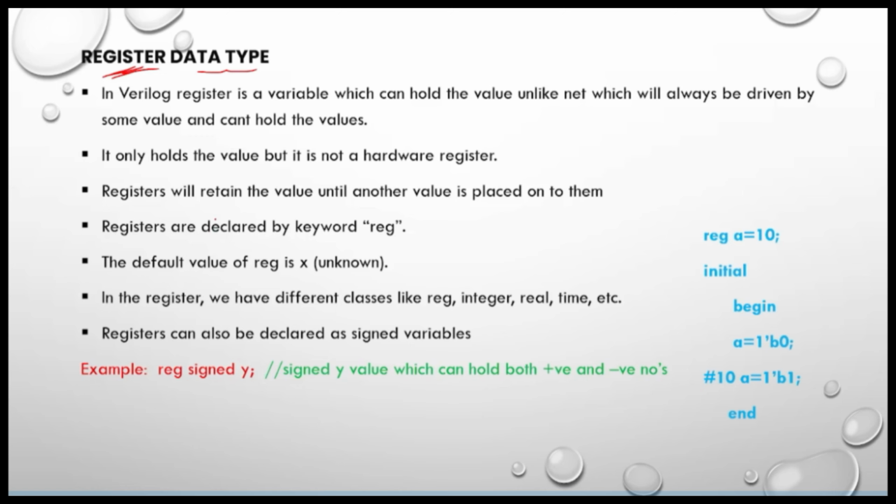Clear? So this is about the register data type, and by default it has the value x. It is declared by the keyword reg. For net you will be using the wire keyword, and for the register data type you will be using the reg keyword. Clear? So in order to store the value, you will be using this register data type.